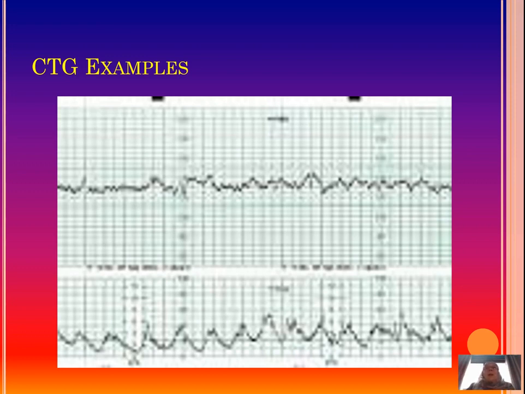Then if you go up, you see the baseline around 140, possibly a normal baseline, normal variability, but you cannot really see clear accelerations or decelerations on the CTG.